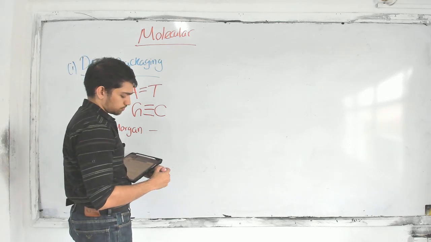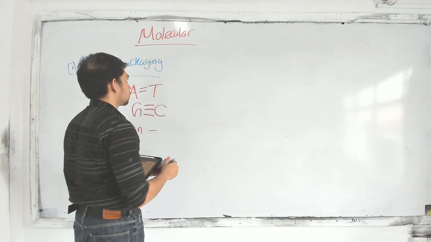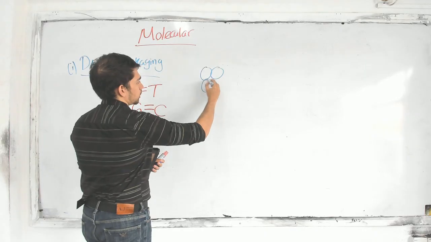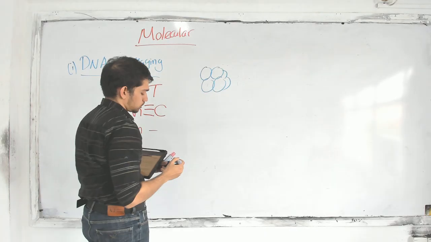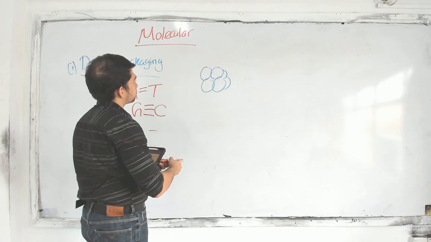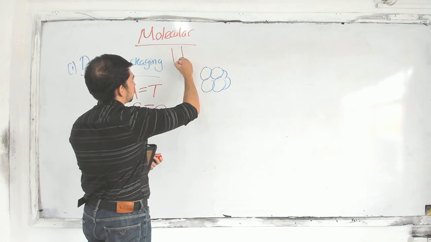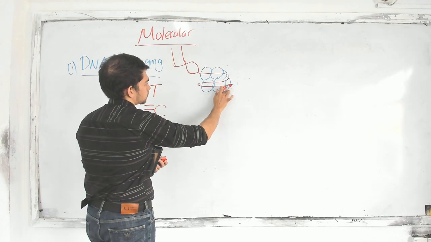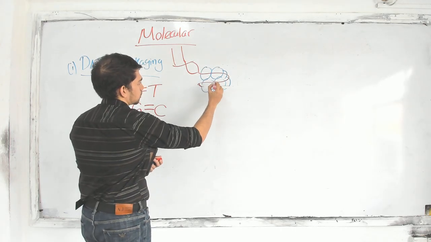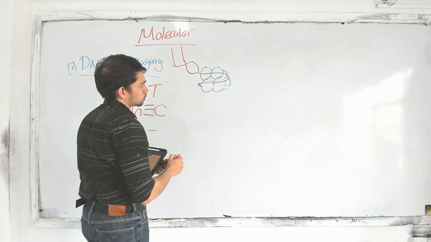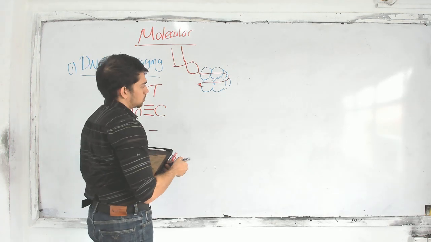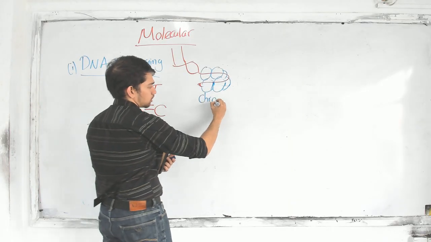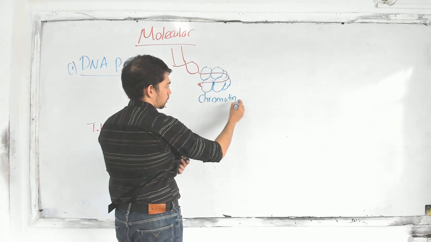How do you get chromosomes? There's a type of protein called histones, and when the DNA double helix wraps around these histones, 8 histones twice, you get what? Chromatin. We are going to talk about this. We are going to get chromatin.